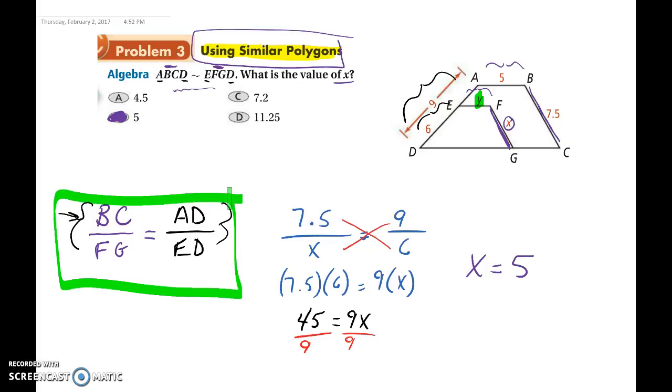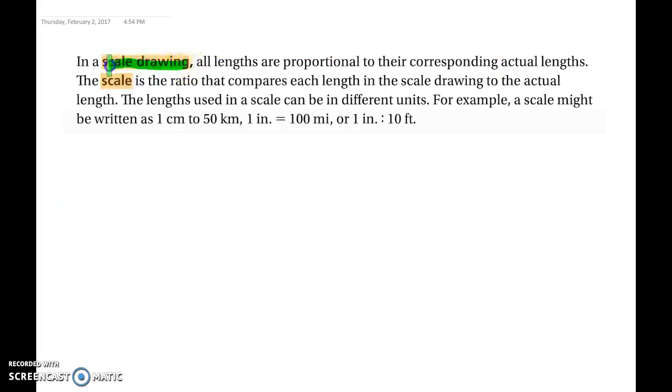This is going to be using what's called scale drawings or maps. In a scale drawing, all lengths are proportional to their corresponding actual length. So if I tell you a car is really 30 feet long and its width in a scale model is 3 feet long, then we use that same proportion to solve for the other missing parts. The scale is a ratio that compares the length in the scale drawing to the actual length. We're going to create these proportions, and remember, it's all about consistency.